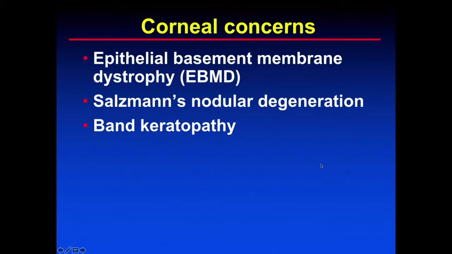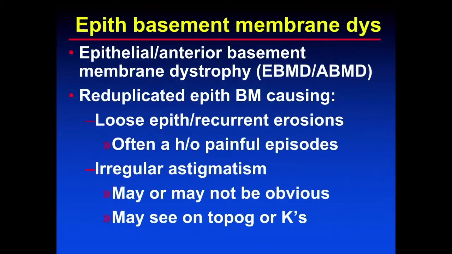I'm going to really talk about three kind of corneal concerns here. Epithelial basement membrane dystrophy, Salzmann's nodular degeneration, and band keratopathy. Now these are conditions that we all see pretty much every day or every week in practice. And we'll talk about things that every one of us in the audience can do pretty much at any time, as opposed to some of the very complex surgeries that were just talked about.